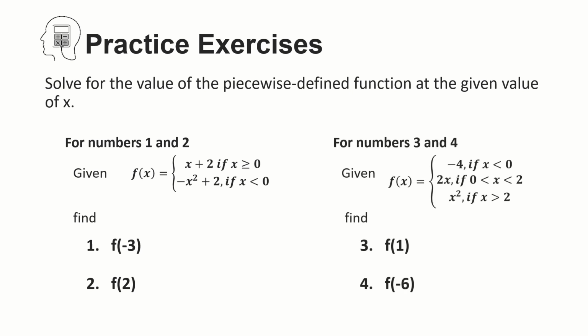And then for numbers 3 and 4, f of x is equal to negative 4 if x is less than 0, and f of x is equal to 2x if x is greater than 0 but less than 2, and then x squared if x is greater than 2. So find f of 1 and then f of negative 6. You may pause this video and then resume after you answer the problem.